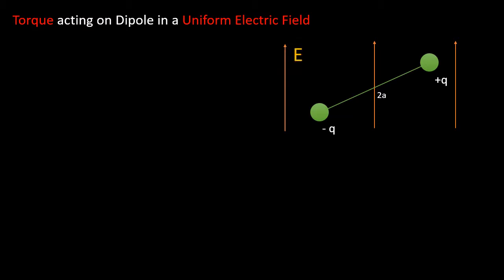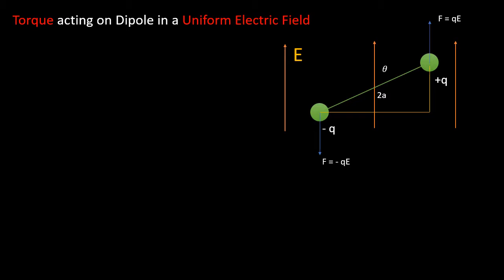Now these charges will experience some force. On minus q charge, the force will be F equals to minus QE, and on positive charge, the force will be F equals to QE. Now the angle between electric field and the dipole is theta, so we can find the net force, and the net force in this case is zero. As we can see, the force is equal and opposite, so net force will be zero. But the two forces produce a net torque on the dipole. As a result, this dipole rotates.